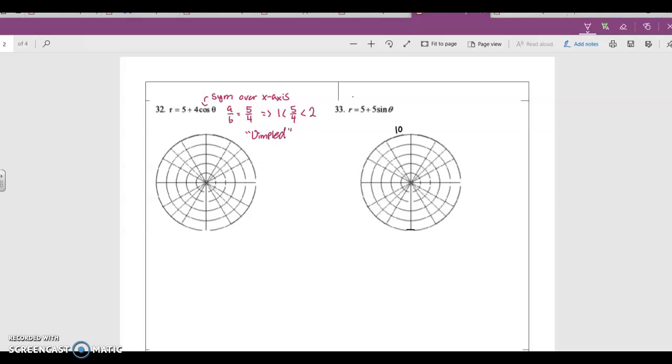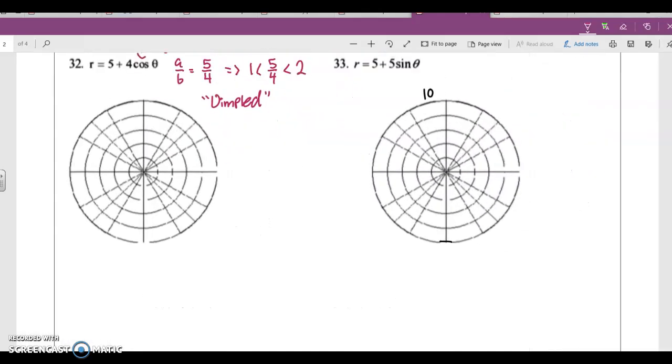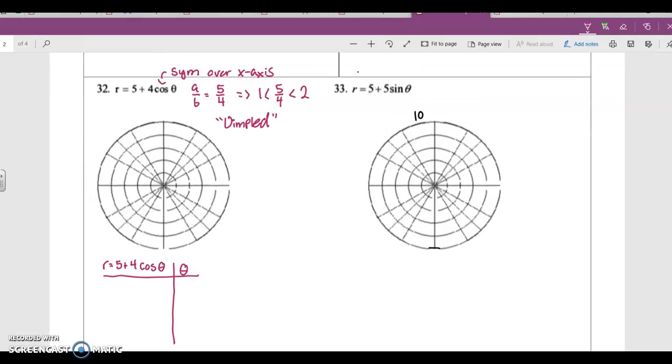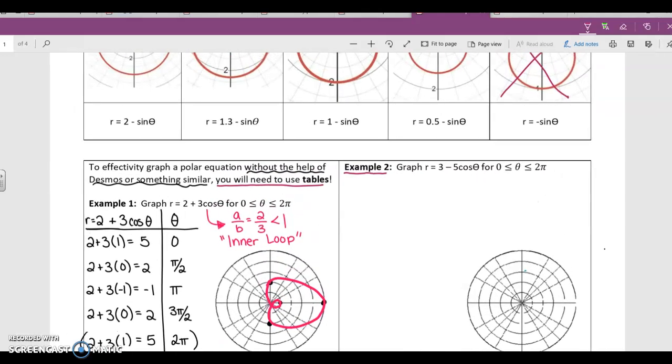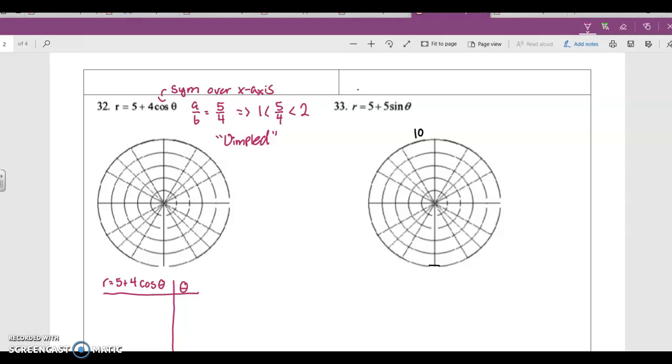So next thing we want to do is create our chart. So we know that r is equal to 5 plus 4 cosine of theta, and we want to find out what r is for different values of theta. So again, looking up here, it says we're just going to graph these for 0 less than or equal to theta less than or equal to 2 pi. So we're just going around the circle once.